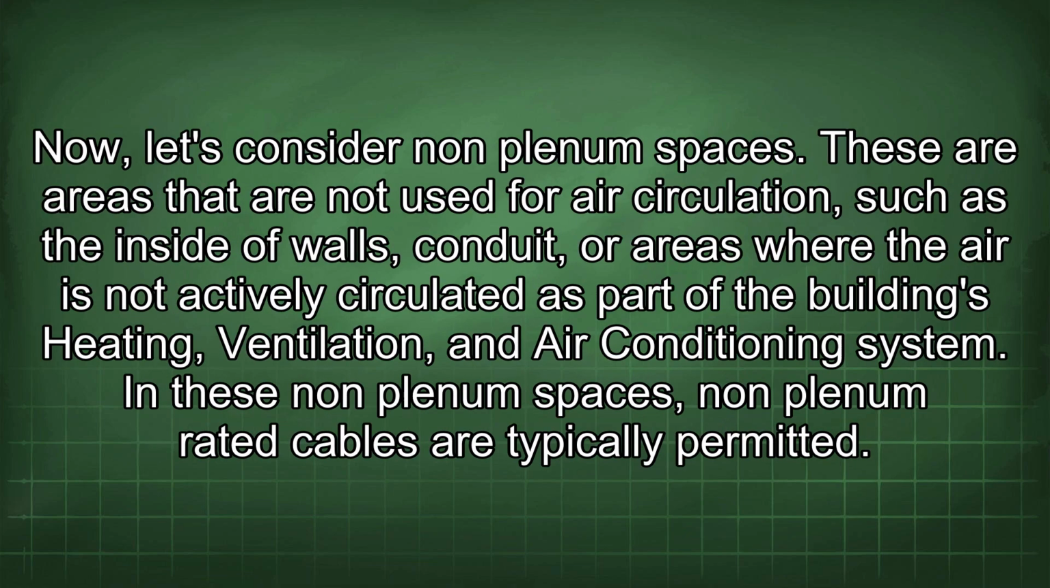Now, let's consider non-plenum spaces. These are areas that are not used for air circulation, such as the inside of walls, conduit, or areas where the air is not actively circulated as part of the building's heating, ventilation, and air conditioning system. In these non-plenum spaces, non-plenum-rated cables are typically permitted.